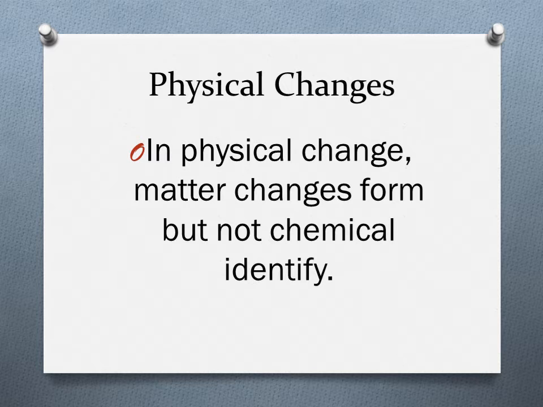Physical changes. In a physical change, matter changes form but not chemical identity. That means that the materials and their properties change when they are heated, cooled, or mixed together. Some changes are permanent, but others can be reversed. Okay? That means that there are some changes that are going to be permanent, and the substances cannot go back, but there are others that can be reversed. That means that you can have the same physical form that they had before.